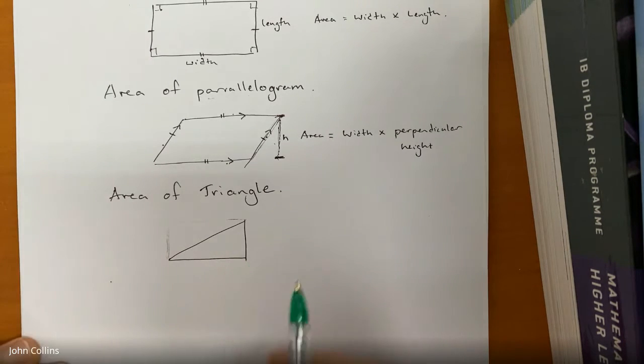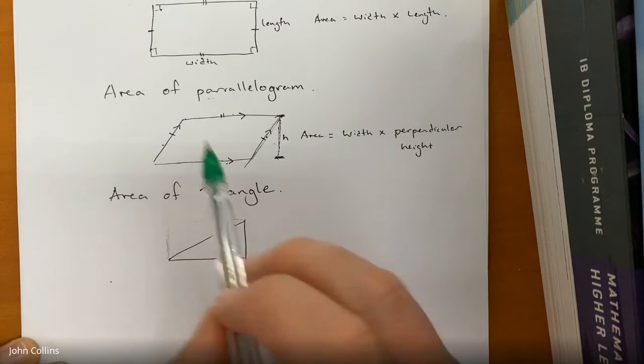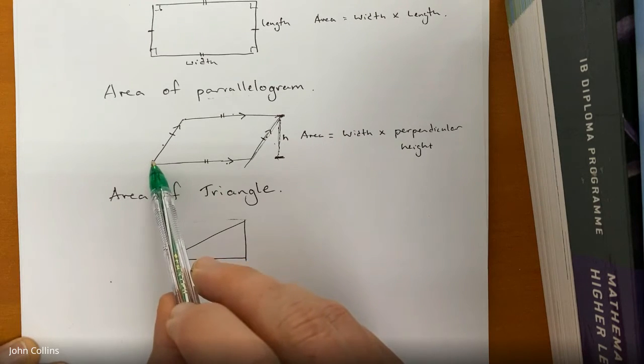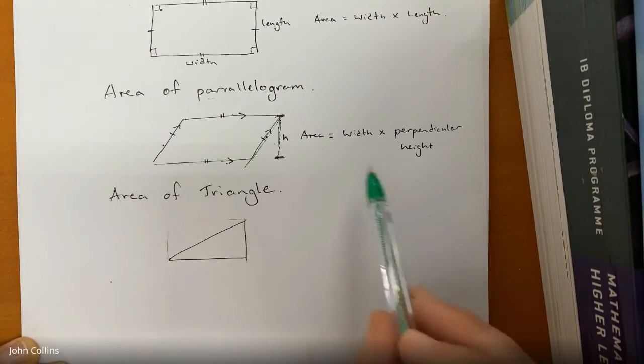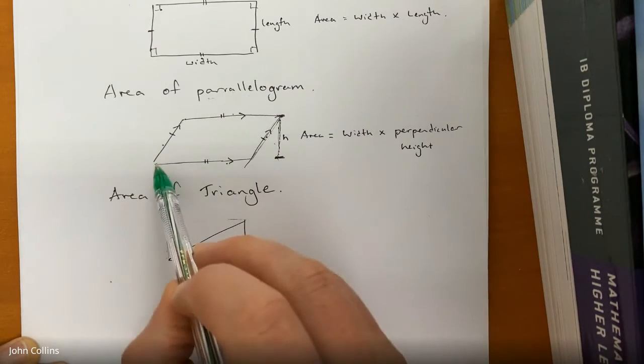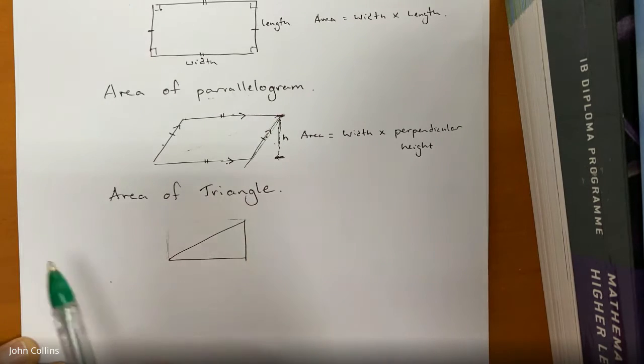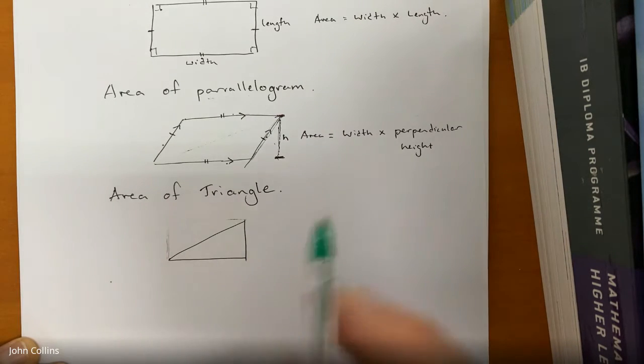because not all triangles are going to have a right angle. But all triangles would form a parallelogram if you completed them. So it's just half of this formula. So a parallelogram can be split in 2, and then you've got a triangle. So that's where the formula comes from.